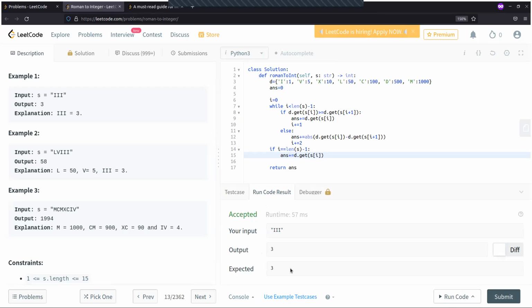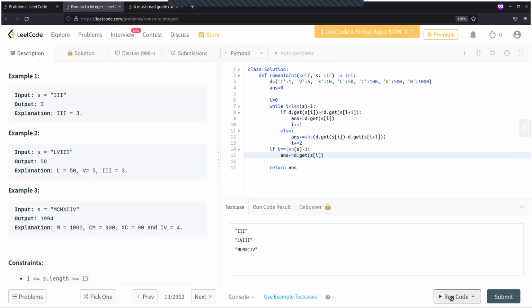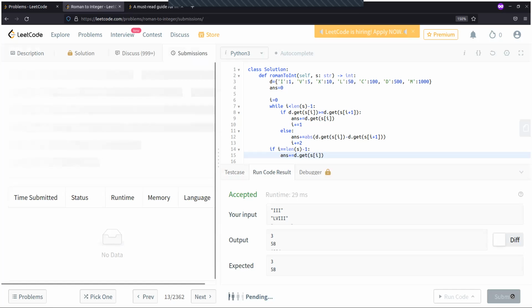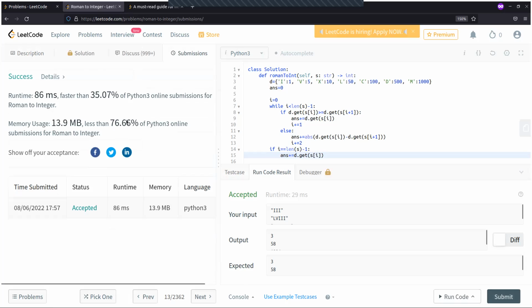It is passing the test case. Let us check for the example test cases. So it has passed. Now let's try to submit. Yeah, so it has been accepted. The runtime is 86 milliseconds and the memory is 13.9.